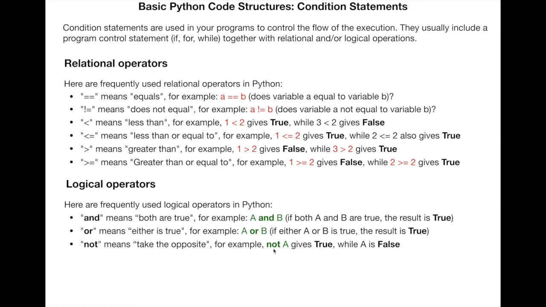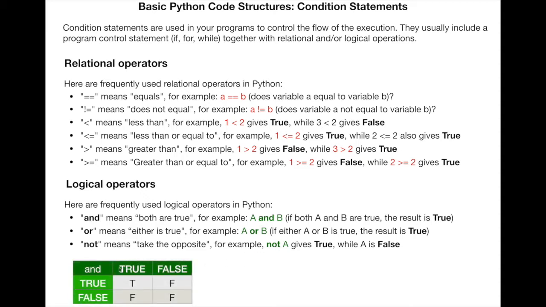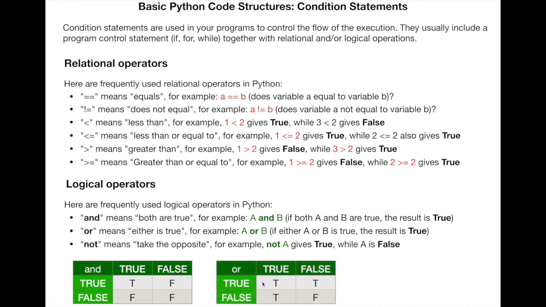And not means takes the opposite. If A is true, then not A is false, right? So this is a quick list of how we do the AND operation: if both are true, then you get true, and if one of them is false, then it's false. And or is slightly different. For or, if either one of them is true, then the result is true. Unless both of them are false, then you get false.